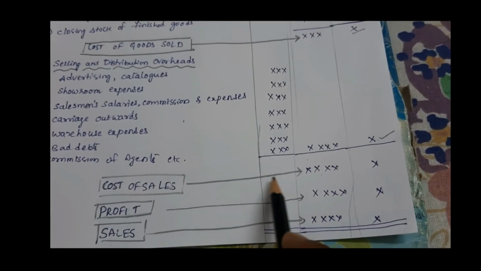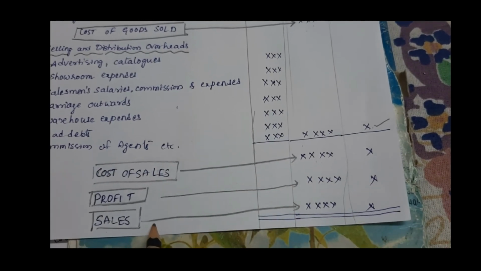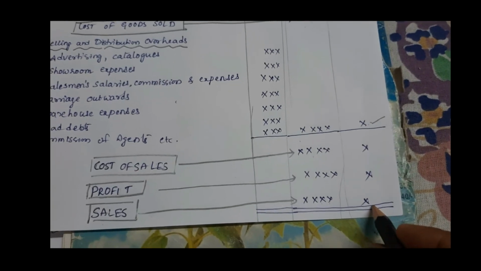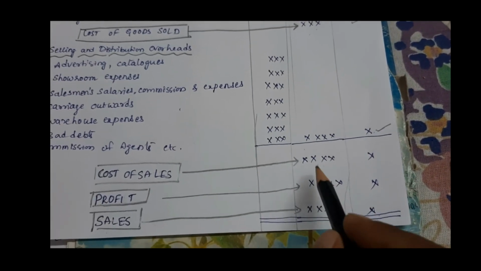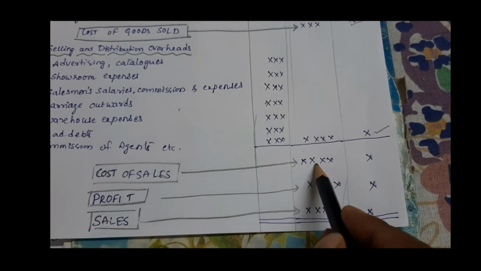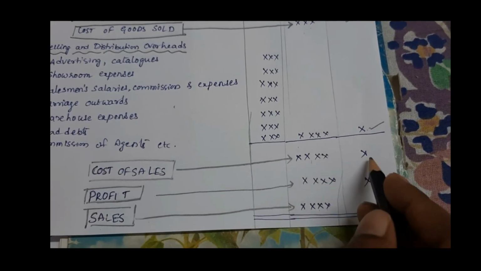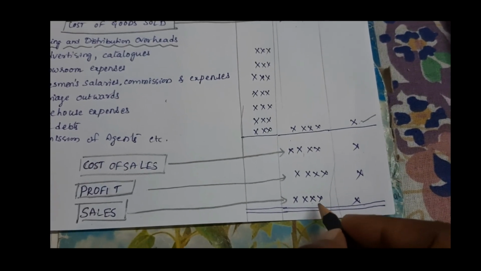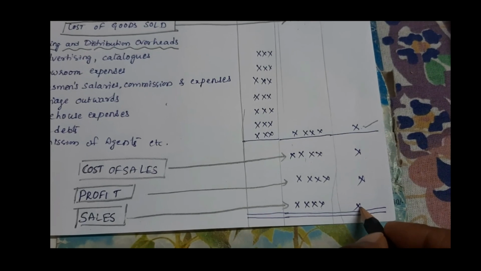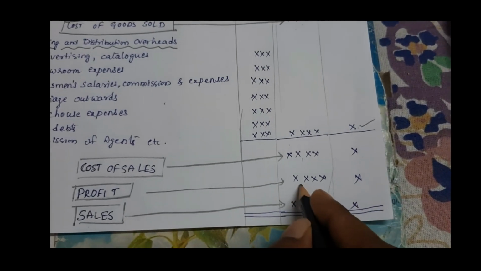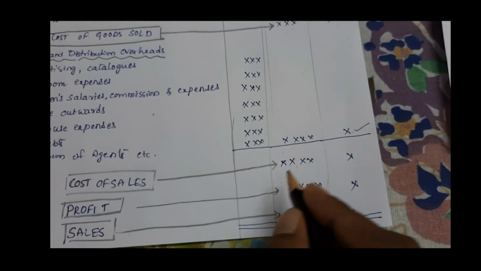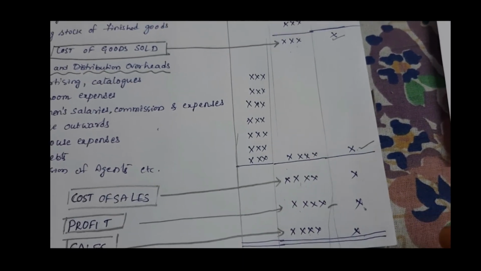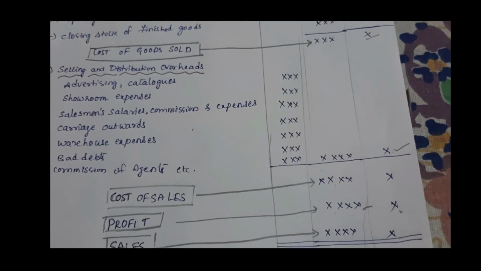And after calculation of cost of sales, then sales will be given in the sum. Total sales or selling price will be given. Then you need to deduct this cost of sales in total or per unit cost from the total sales or from the selling price, so that you will get profit. Total profit or profit per unit. So this is how we will prepare the cost sheet.